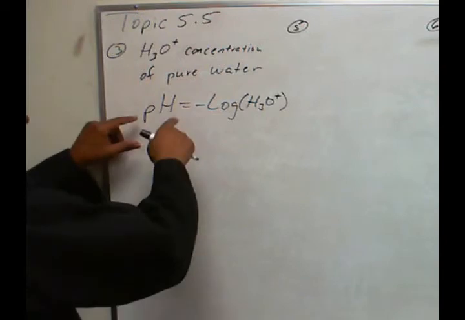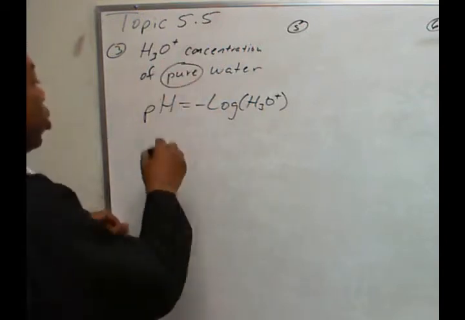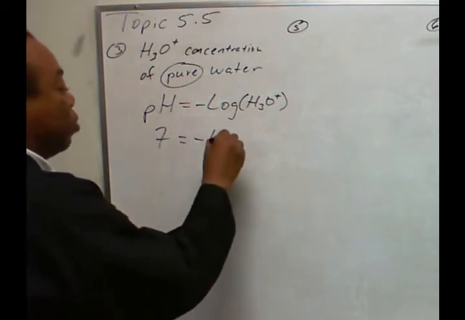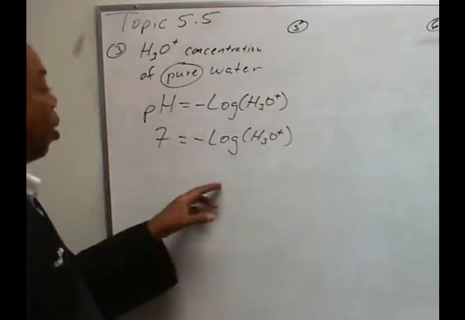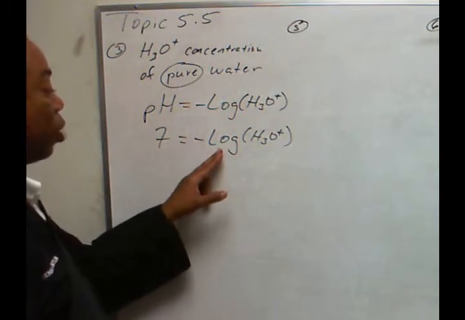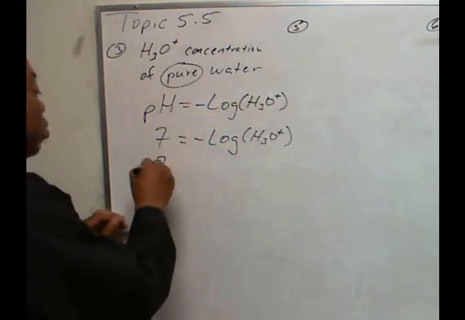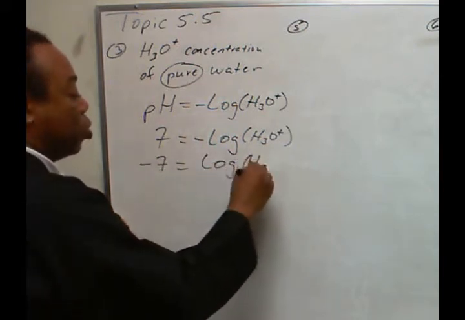Now, the pH level of pure water is defined as 7. That equals the negative common log of the hydronium ion concentration. Now we need to solve for the H3O, so we need to get rid of the negative and then the logarithm. To get rid of the negative, we multiply both sides by negative and get negative 7 equals the log of H3O.